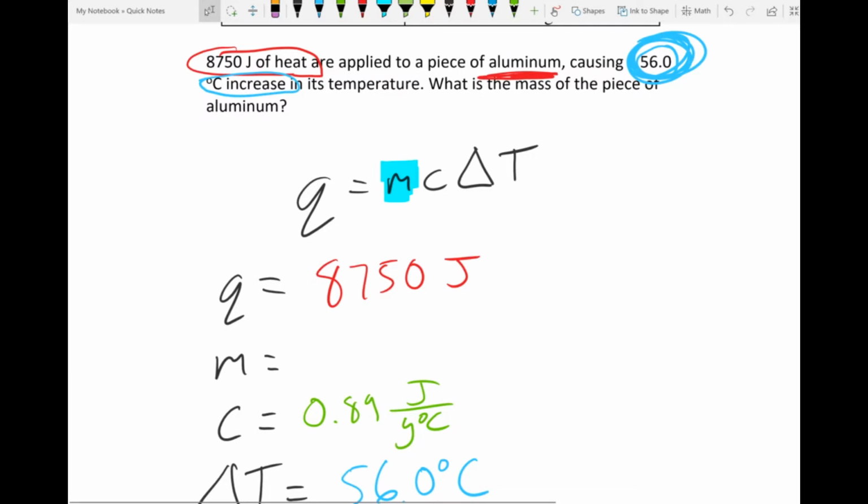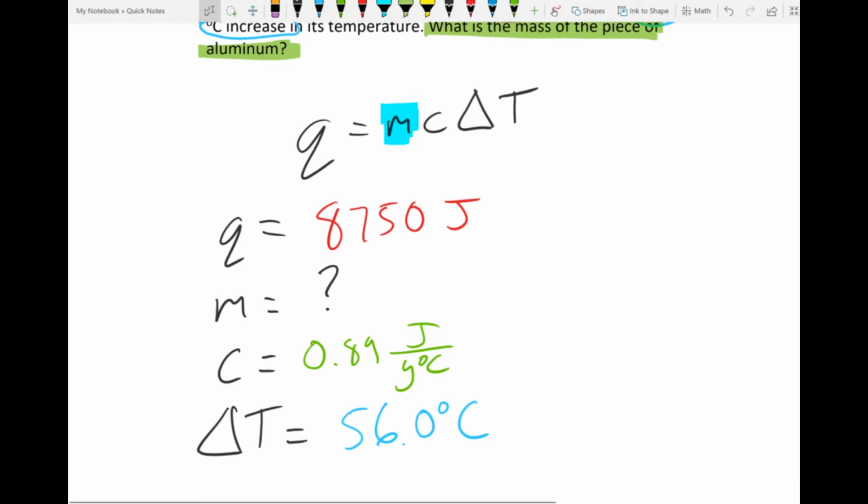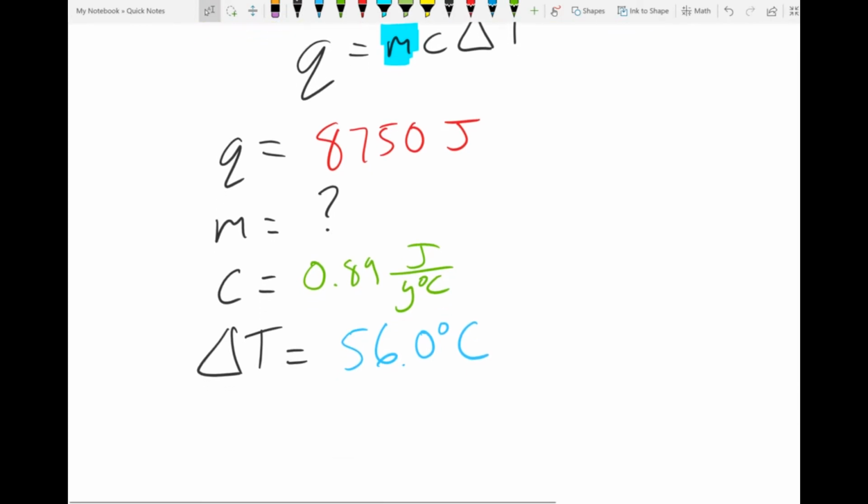So at the end of it all, what is it asking us to do? Well, it says, what is the mass of the piece of aluminum? So the one we're trying to solve for ultimately is mass. Okay, so now that we have all the variables laid out, all we really have to do is just plug them into the equation and set everything up the way it's supposed to be.